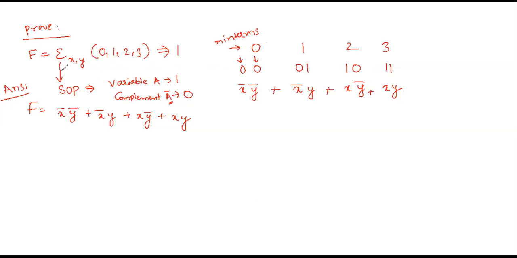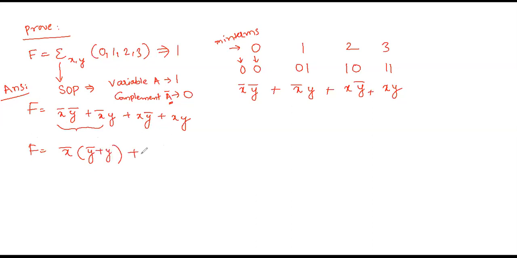And this is sum of products. Sigma means sum, so you have to do the addition. So this is your expression. Now simplify it. Here I am observing x bar is common. You can take the x bar as common. So I am getting x bar common, y bar plus y.